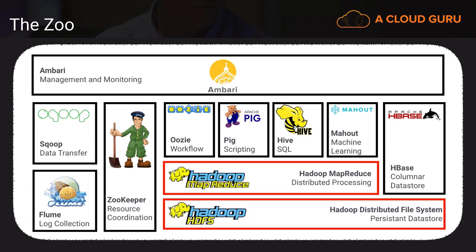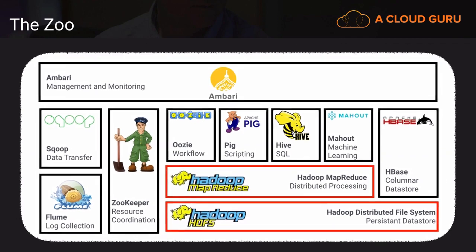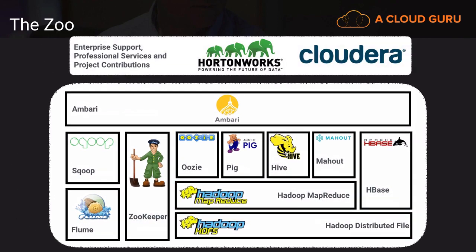Just remember that there are two main pieces of Hadoop here, but all the rest of these things are more or less add-ons. Then you also have companies that provide enterprise support and professional services, and they also contribute to these open source projects as well. Two of the most famous are Hortonworks and Cloudera. So I hope that clarifies a bit the parts and pieces of a Hadoop landscape.